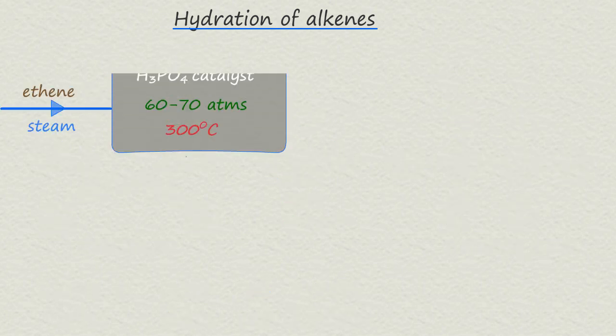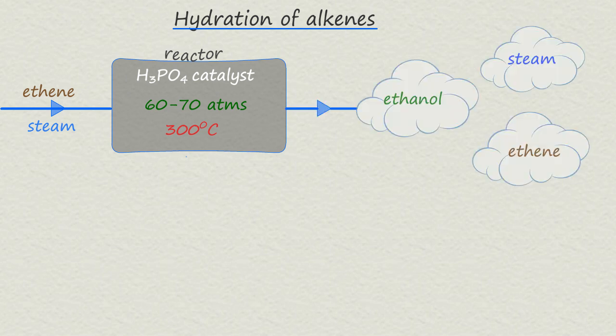When the steam and ethene are passed through the reacting vessel containing the catalyst, some of the ethene and steam will react to form ethanol. However, most of the ethene and steam do not react at all. This means a mixture of steam, ethanol and unreacted ethene will leave the reaction vessel.